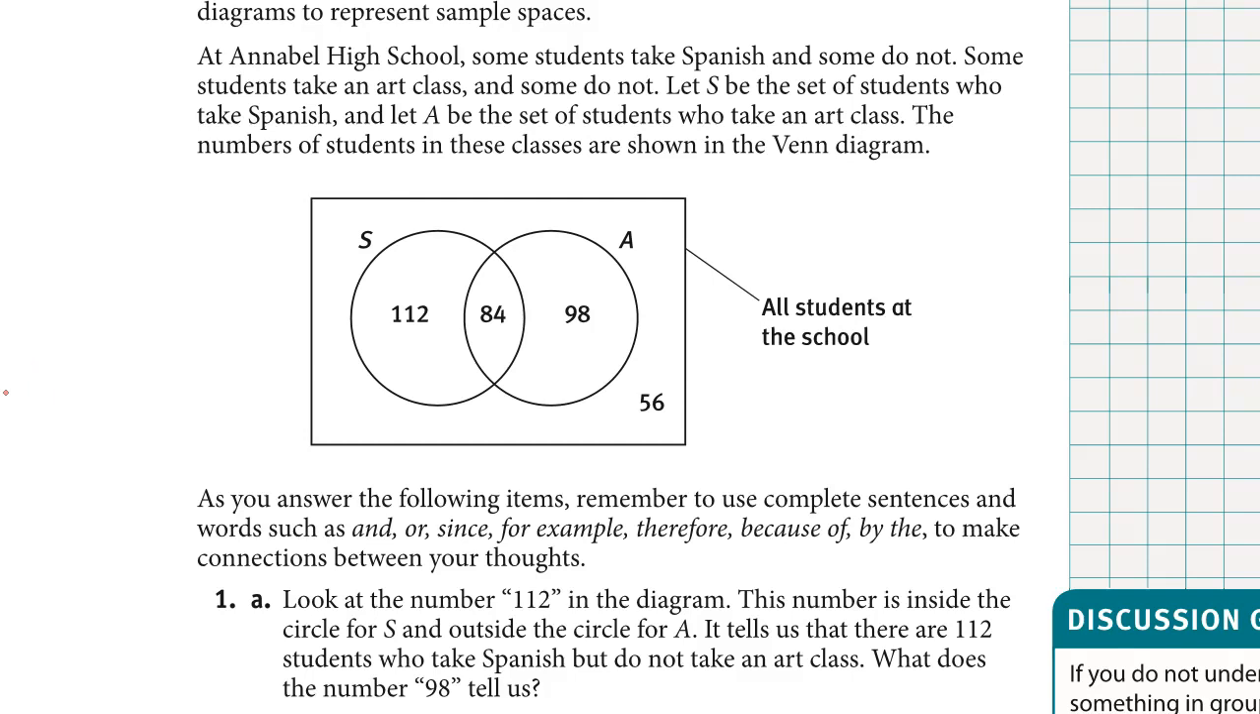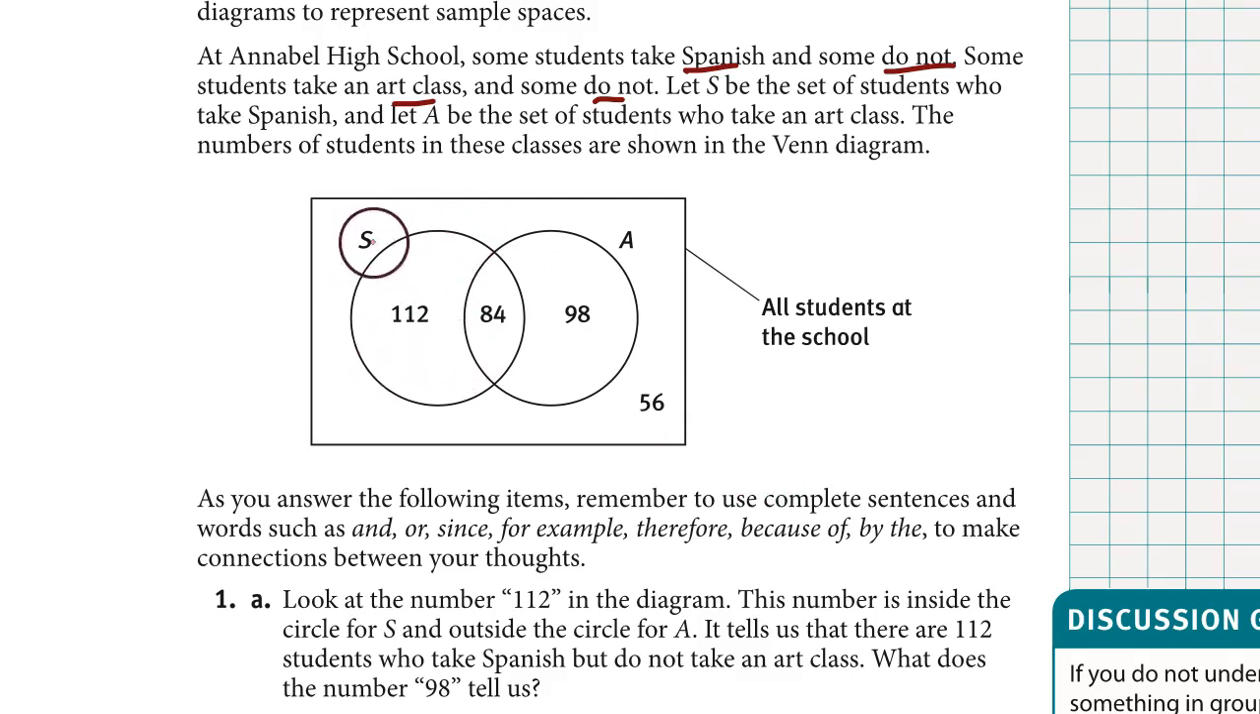It consists of overlapping circles and there's numbers written in different locations. The situation is, at Annabelle High School, some students take Spanish and some do not take Spanish. Some kids have art class and some don't. Let's let the letter S be the set of students who take Spanish and let the letter A be the set of students who take art. The number of students in the classes are shown in the Venn diagram.